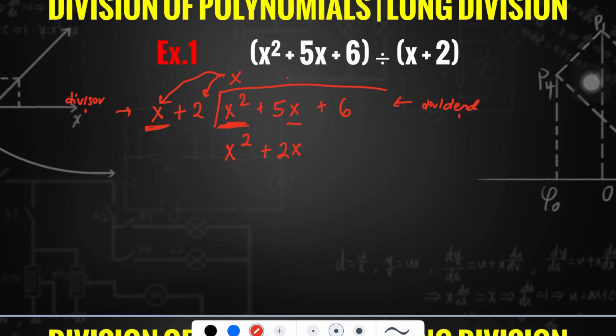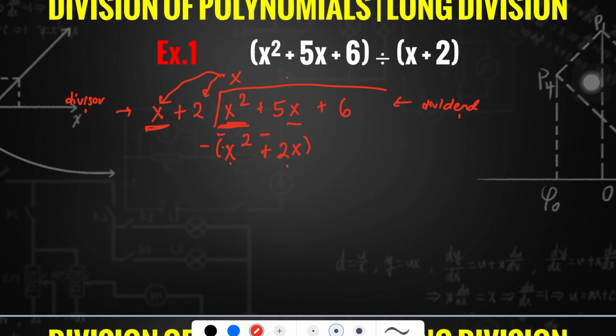Next, we are going to subtract these two expressions. Applying your distributive property, these two terms will become negative. Negative times negative, negative. Negative times positive, negative. Or just simply change the sign. This is positive, make it negative.